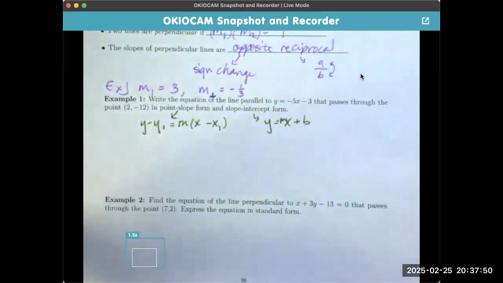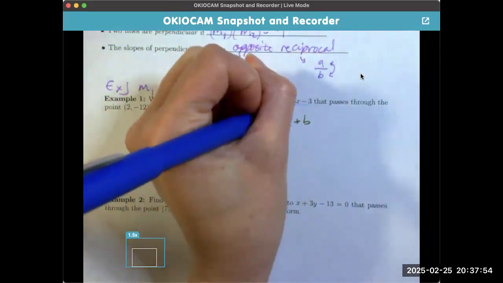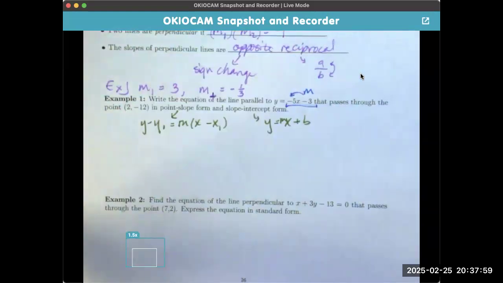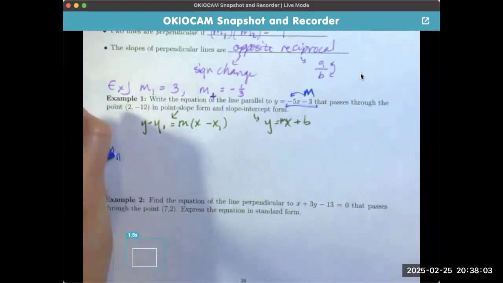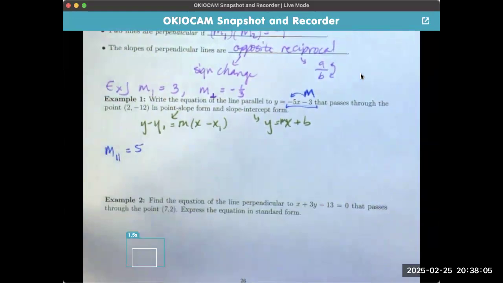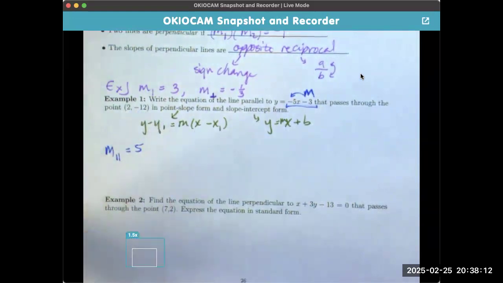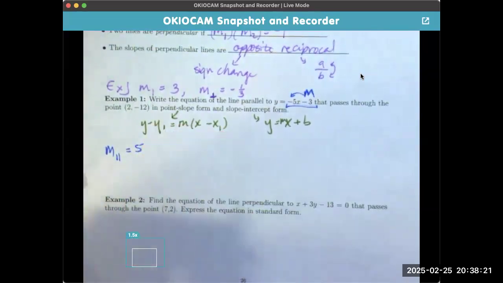Okay, so if I want parallel, this is in slope intercept form, so the -5 is the slope for that equation. So the parallel slope is also -5. If I want it to pass through the point (2, -12), then we can use point slope form. Remember, it's called point slope because you use a slope and a point to create the line.